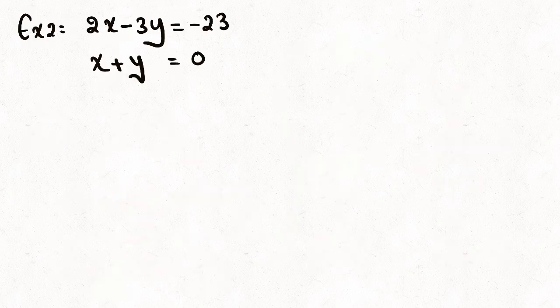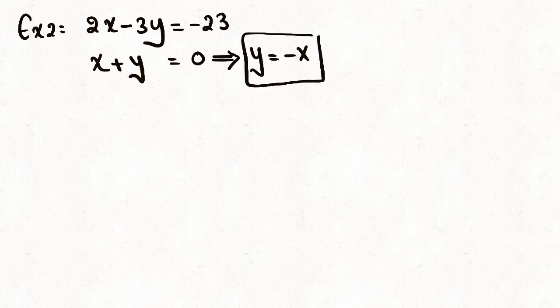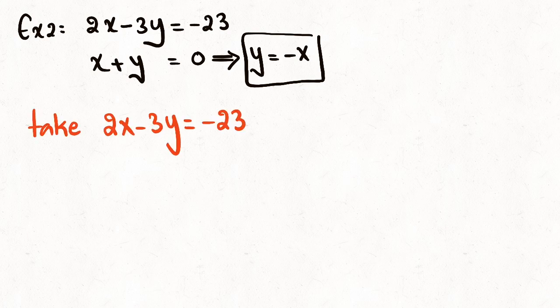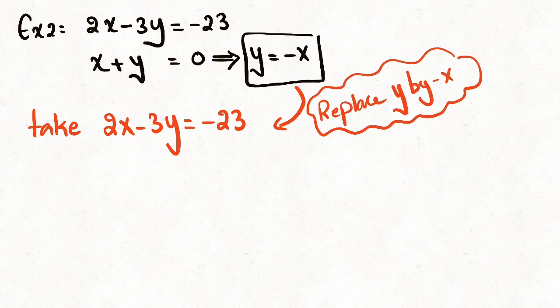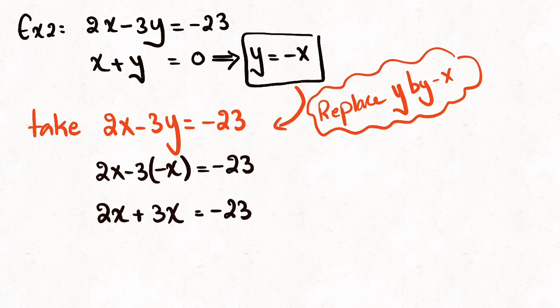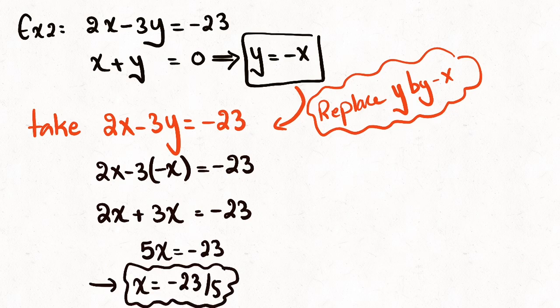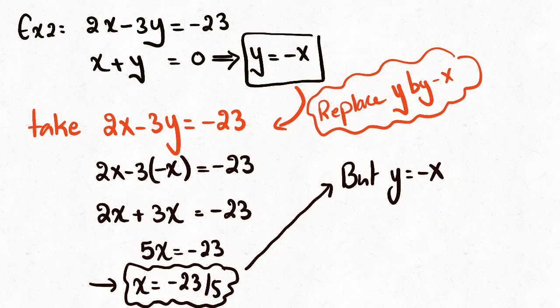Not necessarily always to have in substitution cases y equal or x equal. In this example, you have to create either y equal or x equal, and as you can see, I decided to say y equal negative x. Now, I will take the first equation, 2x minus 3y equal negative 23, and whenever I see y, I will put negative x. I will then simplify the equation, and then after simplification, I will find the value of x. Then I will be capable of finding the value of y, and that will be the solution.